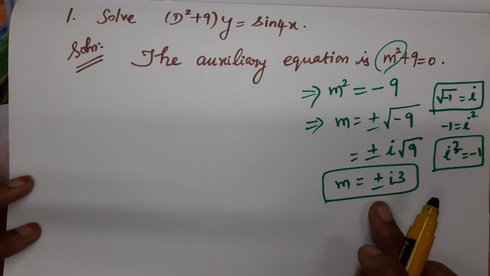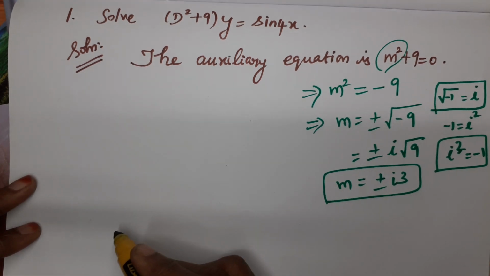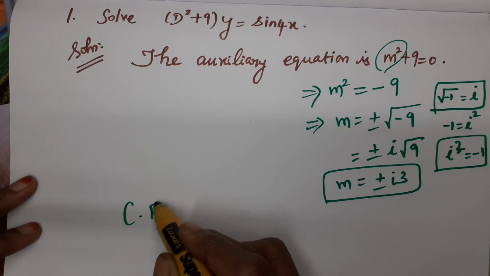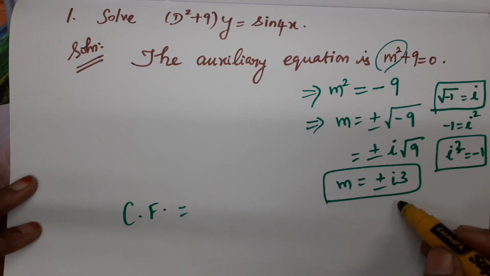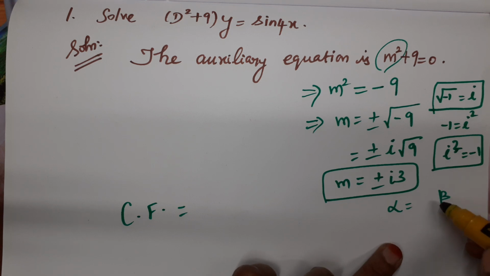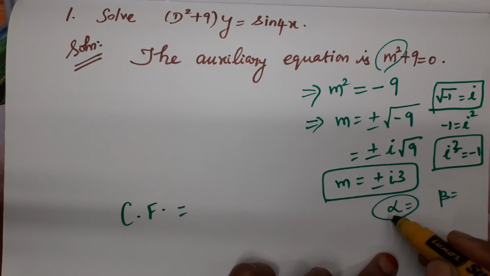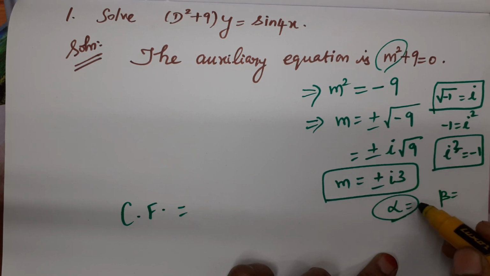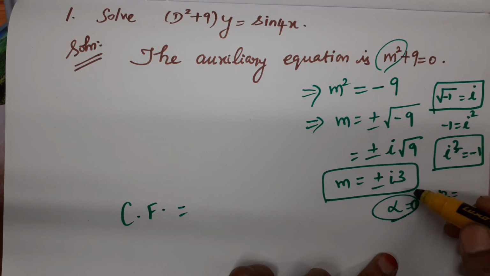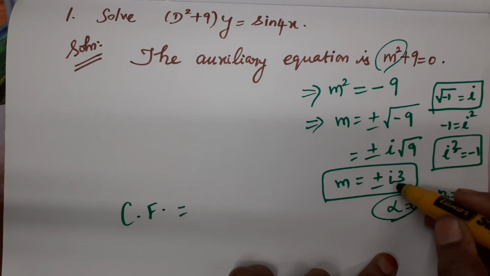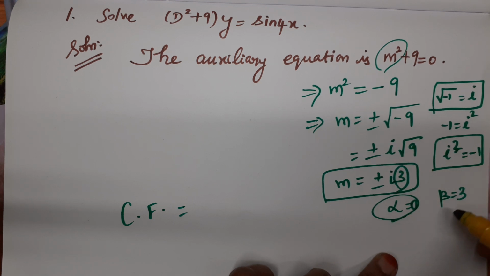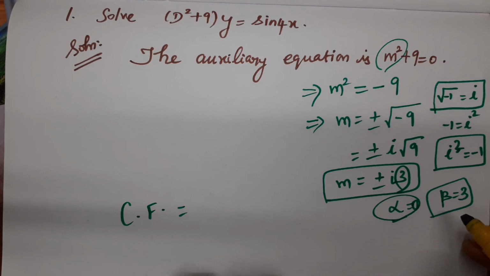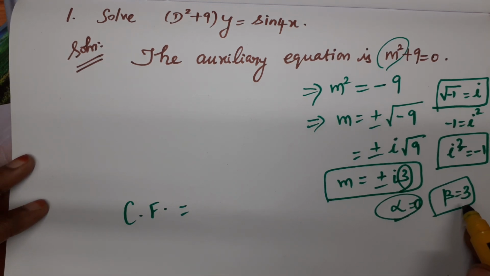Since we are having an imaginary root, how to write the complementary function? Here we have to write what is alpha and what is beta. Alpha is the real part. Since we don't have a real part, take that alpha value as 0. And the imaginary part means the coefficient of i. The coefficient of i is 3. So alpha is equal to 0 and beta is equal to 3.